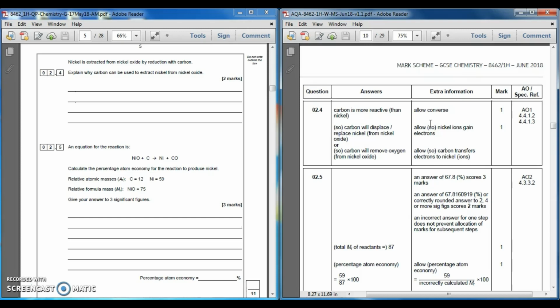You got that, so you explained that carbon is going to take the oxygen, or carbon is going to displace the nickel. The explain bit was the bit that I circled quite a lot on people's papers, and the explanation for it is that carbon is more reactive than the nickel.